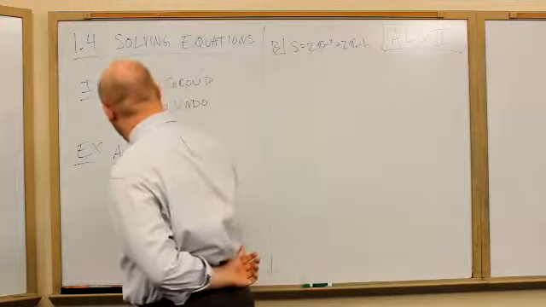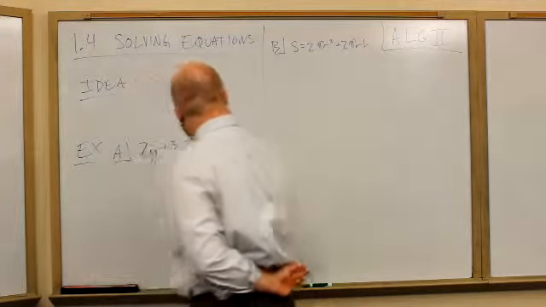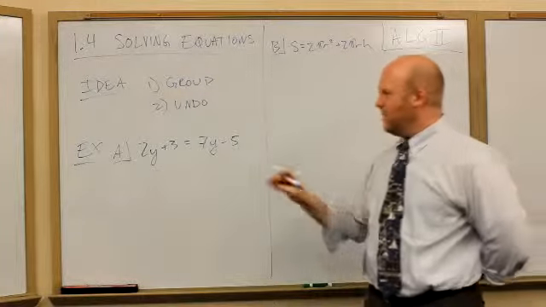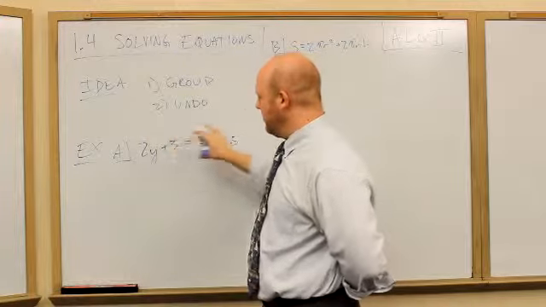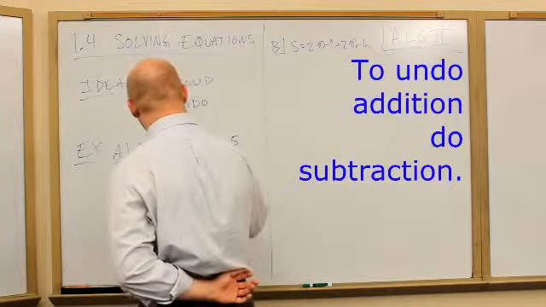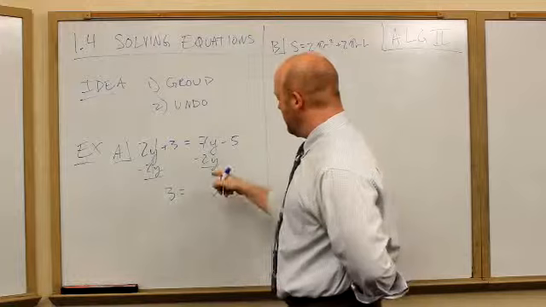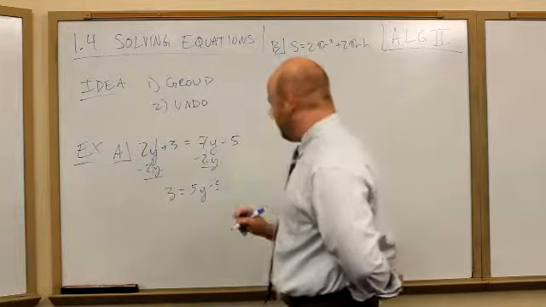What about 2y plus 3 equals 7y minus 5? A lot of ways we can go here. Let's take the 2y, pull him over. To undo addition, I do subtraction. Subtract the 2y. I've got 3 equals 5y minus 5.